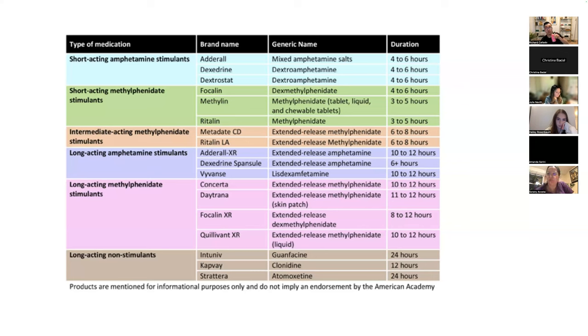Guanfacine. Okay, but they're agonists at what receptor? Alpha 2A. Very good. And what's significant about that? What does alpha 2A agonism do? So you have alpha 2A receptors, where are they located? They're located presynaptically, right? And they're autoreceptors, and they're also located postsynaptically, all right?